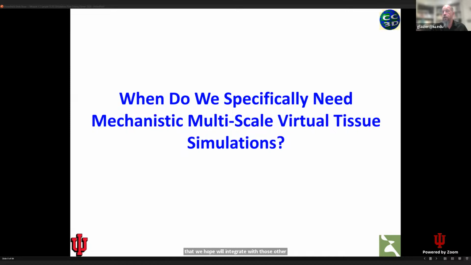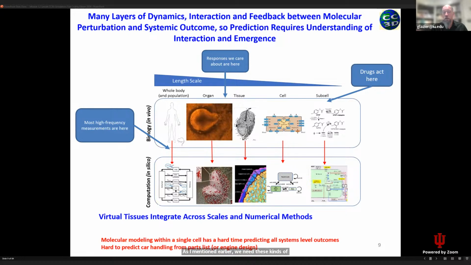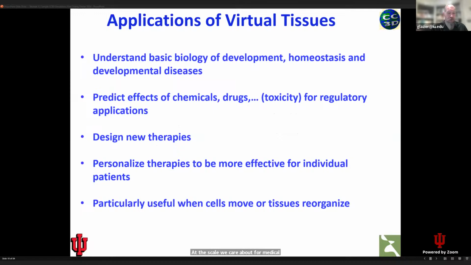As I mentioned earlier, we need these kinds of mechanistic multicell simulations because of the multiple scales at which biology occurs, and particularly the fact that drugs act at a molecular scale. Measurements happen at a macro scale, and the scale we care about for medical outcomes is in the middle. And we need computation to be able to interpolate between those scales.